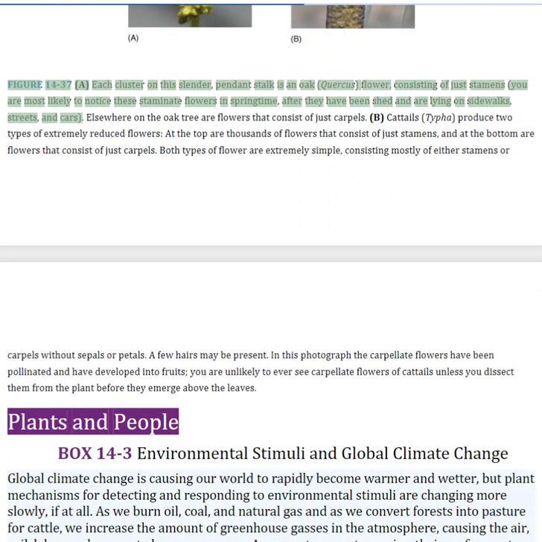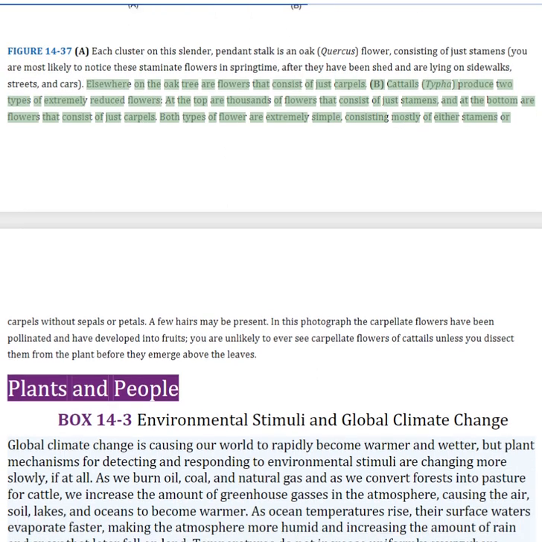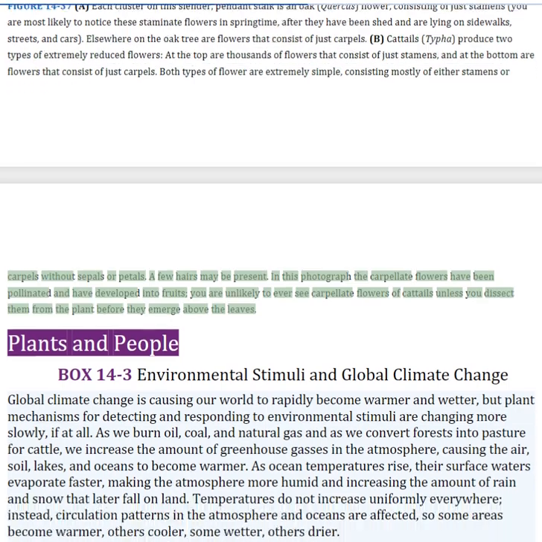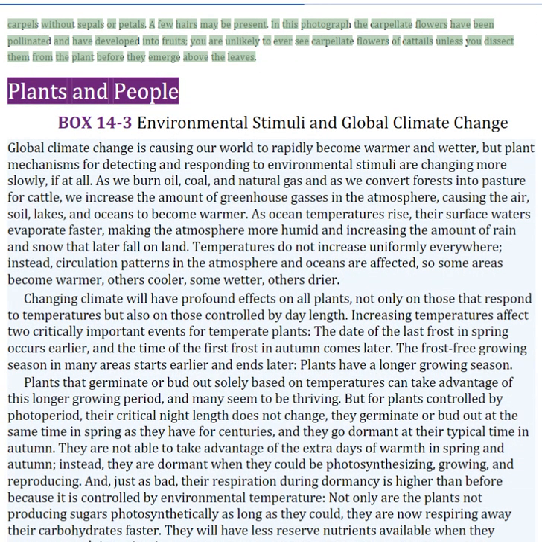Figure 14.37 Each cluster on this slender, pendant stalk is an oak flower, consisting of just stamens. Elsewhere on the oak tree are flowers that consist of just carpels. Cattails produce two types of extremely reduced flowers. At the top are thousands of flowers that consist of just stamens, and at the bottom are flowers that consist of just carpels. Both types of flower are extremely simple, consisting mostly of either stamens or carpels without sepals or petals. A few hairs may be present.